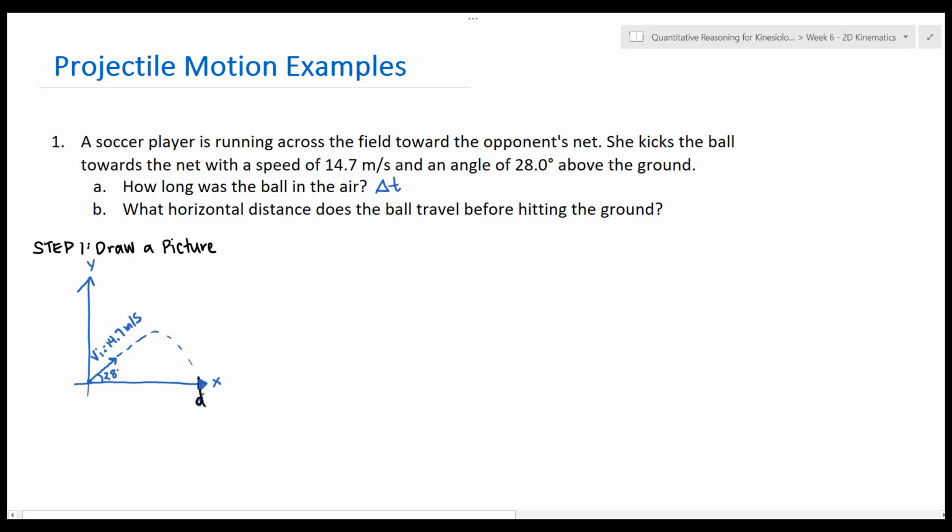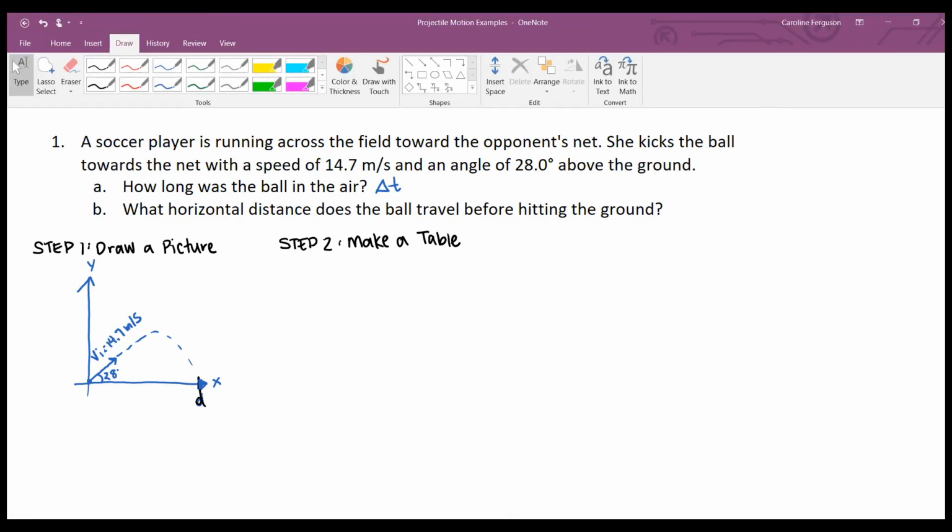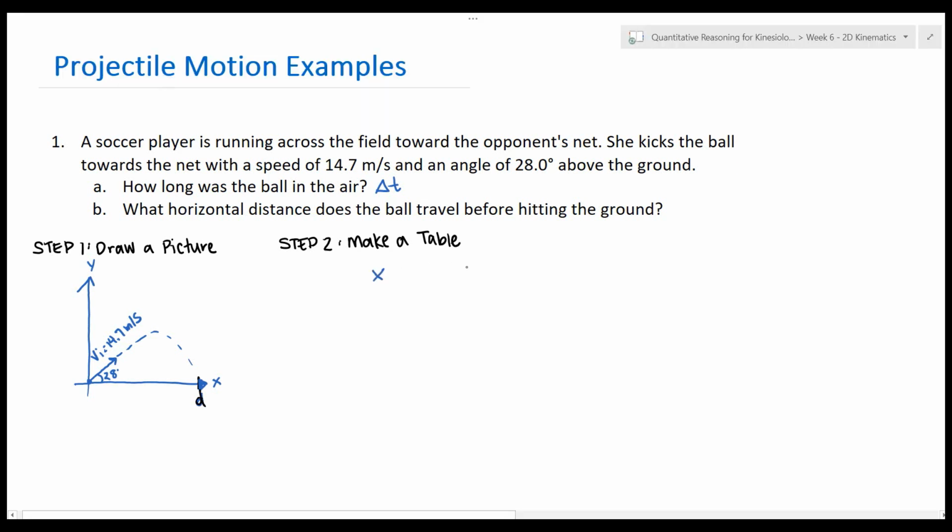All right, so that was step 1. Step 2 was to make a table. The table is going to be divided into 2 columns, x and y. And then on the left side, we're going to put in all the variables from the kinematic equations. So I'll start with S initial, S final, V initial, V final, A, and delta t. Those are all the variables in the kinematic equations.